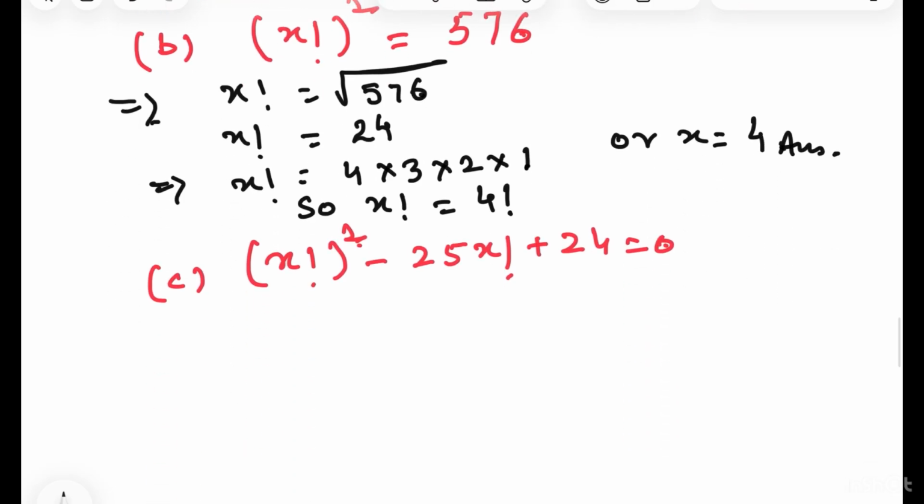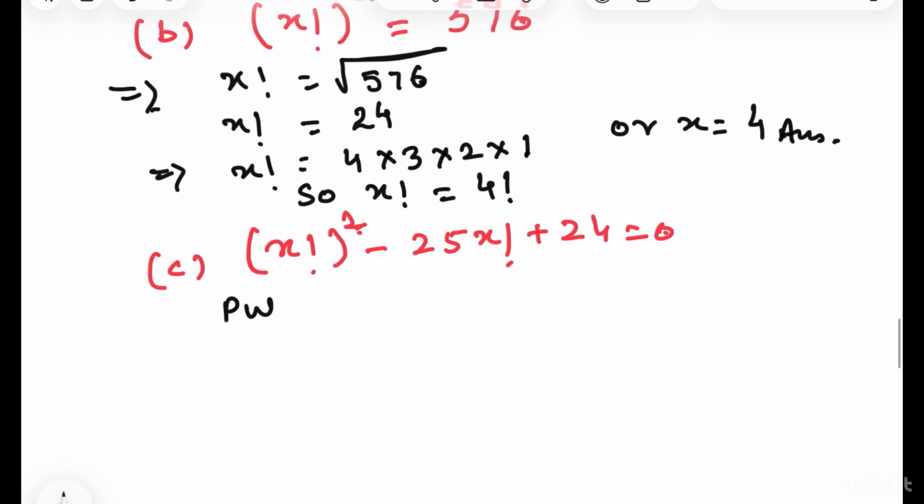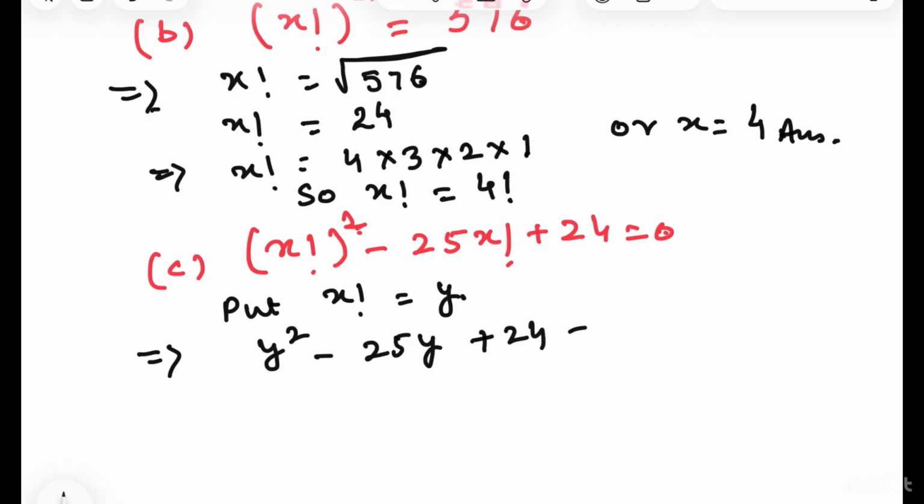Now C part. C part is x factorial square minus 25 x factorial plus 24. So put x factorial is equal to y. So this implies y square minus 25y plus 24 is equal to 0. Now by splitting the middle term, you have to make the factors. You want addition to be minus 25 and product to be 24.